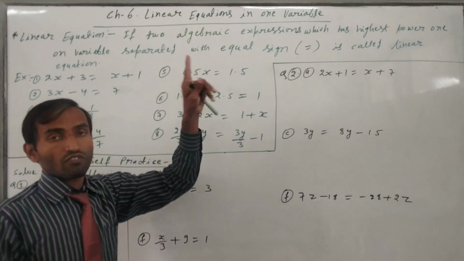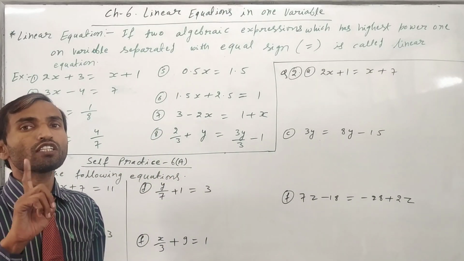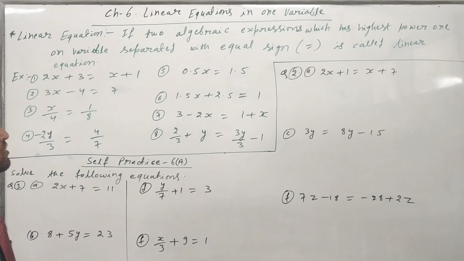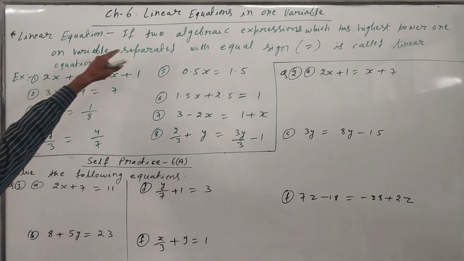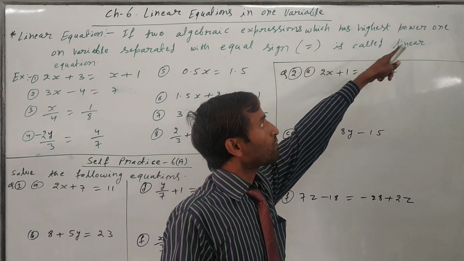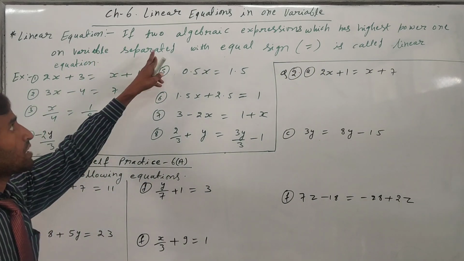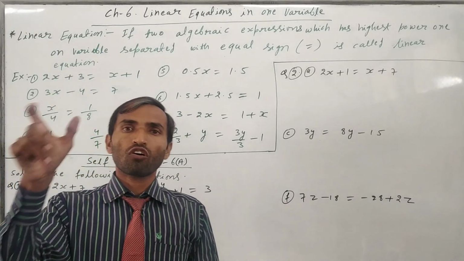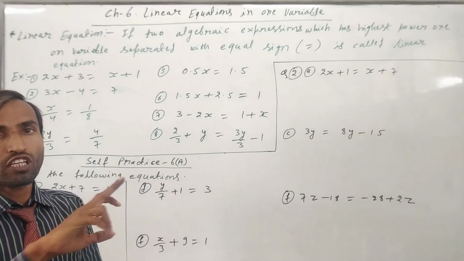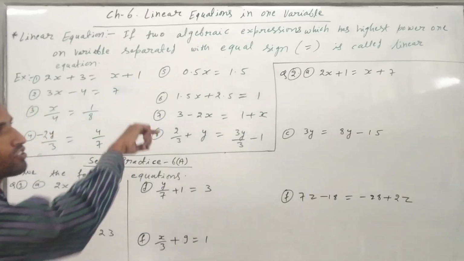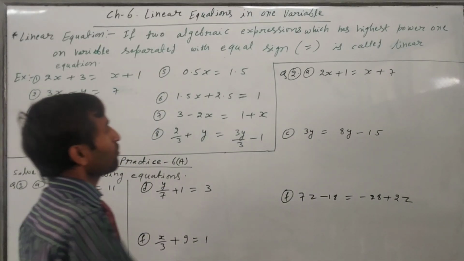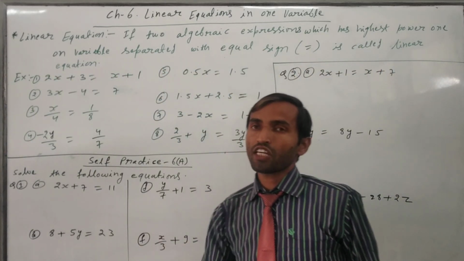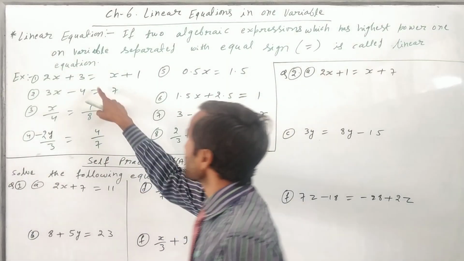And linear means the variable's highest power, the highest degree, is 1; that is called a linear expression. In the equation also, if two algebraic expressions which have highest power 1 on the variable are separated with an equal sign, or between one algebraic expression and one constant there is an equal sign, then the whole expression is called a linear equation. That's why the word is equation. Equation means an equality sign is there, meaning an equal sign is there.